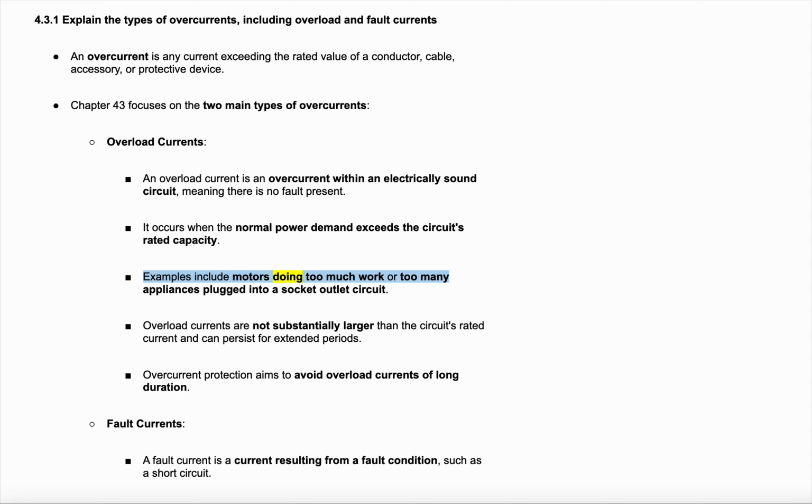Examples include motors doing too much work or too many appliances plugged into a socket outlet circuit. Overload currents are not substantially larger than the circuit's rated current and can persist for extended periods. Overcurrent protection aims to avoid overload currents of long duration.